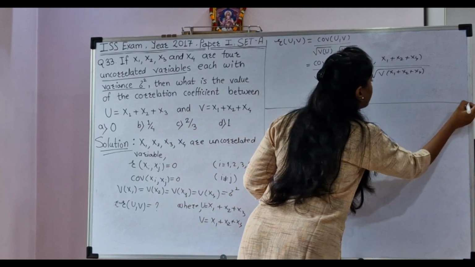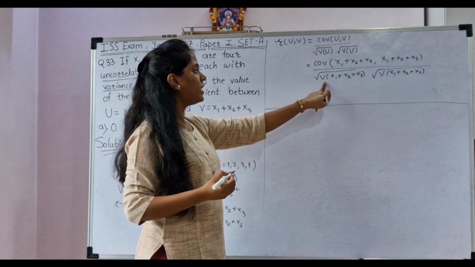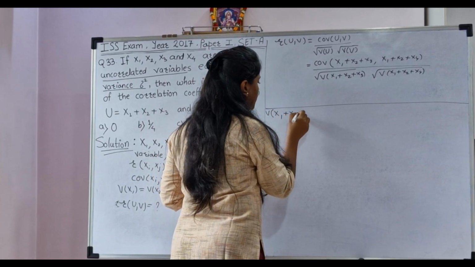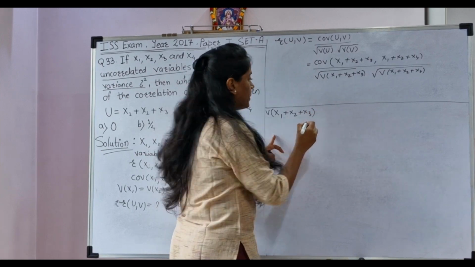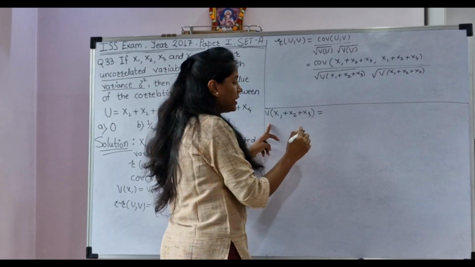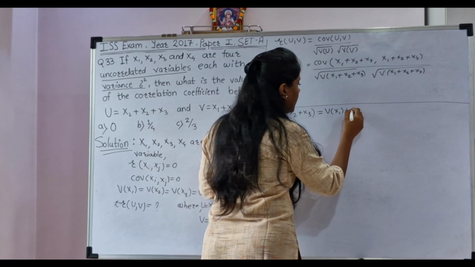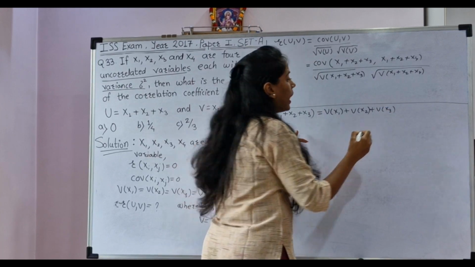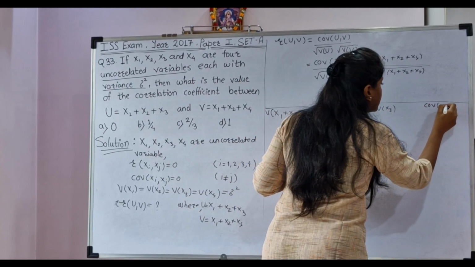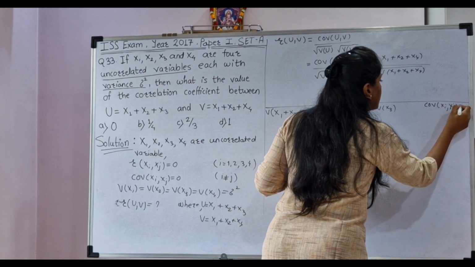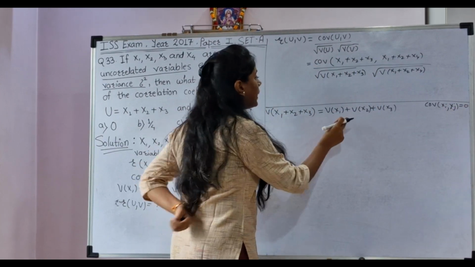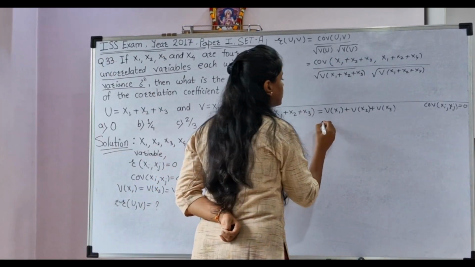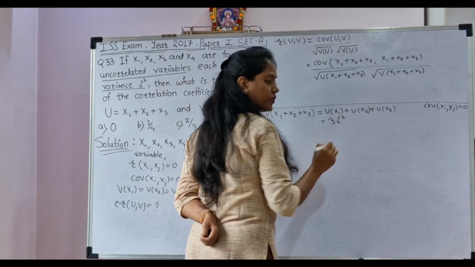Okay. Now first of all, let's find out variance of u. Here we want to find out variance of x1 plus x2 plus x3. So it equals variance of x1 plus variance of x2 plus variance of x3, and here all covariance terms will be equal to 0. And it is given that variance of x1, x2 and x3 is equal to sigma square. So we will get here 3 sigma square.